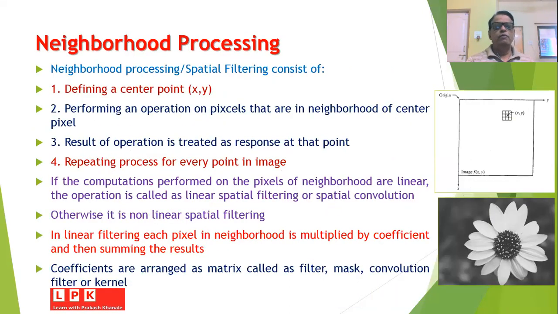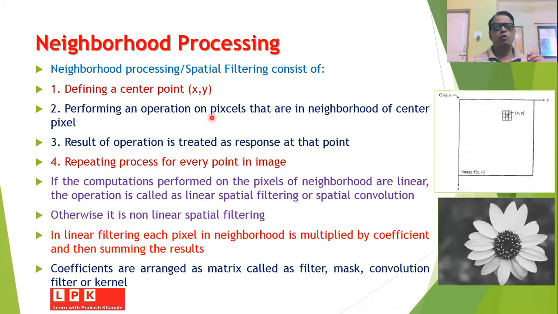Now, whenever we perform image filtering, it is called spatial filtering, or sometimes it is also called neighborhood processing. This process of image filtering consists of 4 steps. Initially, we need to define a center point x comma y. So suppose we have some center point in the image, x comma y.